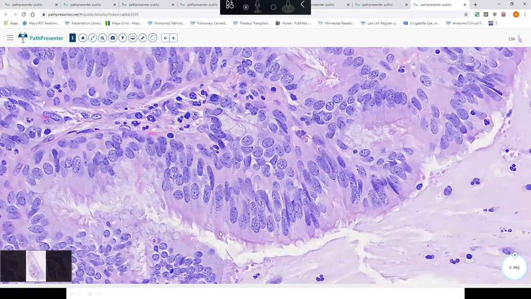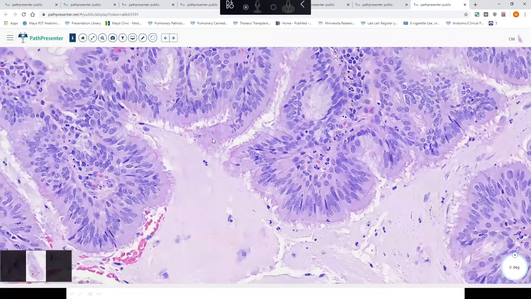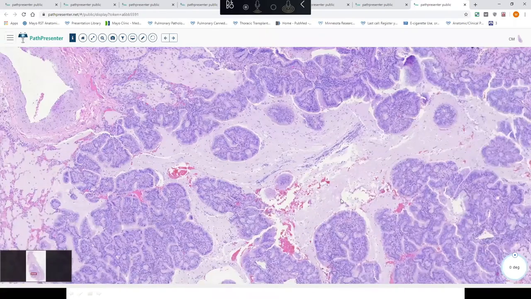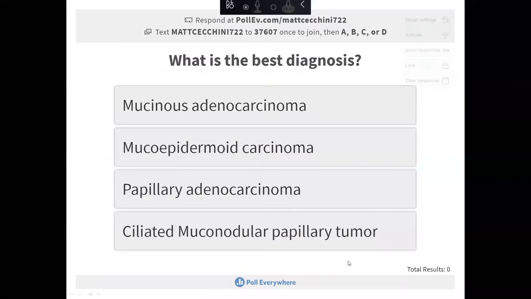Another thing, they look relatively bland. There's a little bit of atypia, but they look somewhat monotonous as well. It's not encapsulated, but it seems somewhat well circumscribed. Okay, it's definitely a tricky, challenging one. So what would your best diagnosis for this case be?